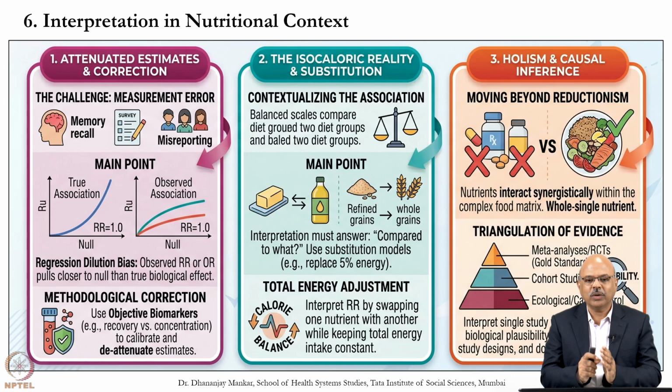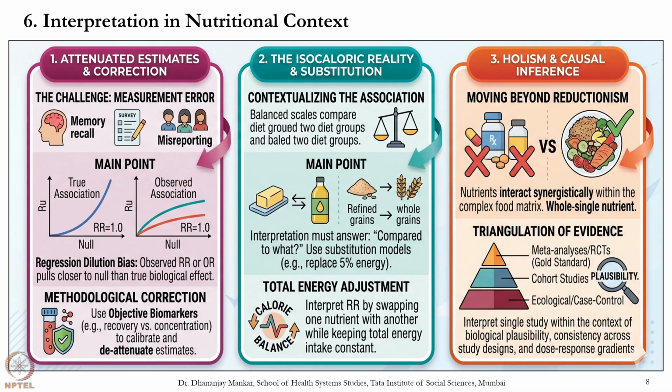So you can say the total energy adjustment: interpret the RR by swapping one nutrient with another while keeping total energy intake constant. So it's very important to see that there is an interpretation which must have a comparison. And holism and causal inference. So moving beyond reduction, you can say nutrients interact synergistically with the complex food matrix. So the whole nutrient is being studied.